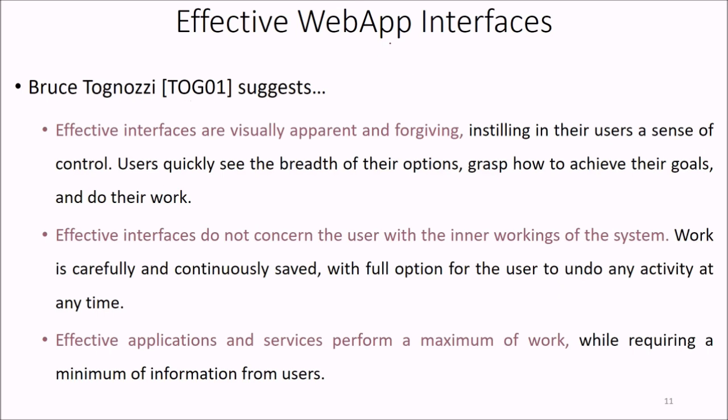Then Tognazzini has said, we have discussed it earlier also, but it is very important, that in terms of interfaces, effective interfaces are usually apparent and forgiving. That is, they give the user a sense of control over the application and what they are doing. Effective interfaces do not concern the user with the inner workings of the system.